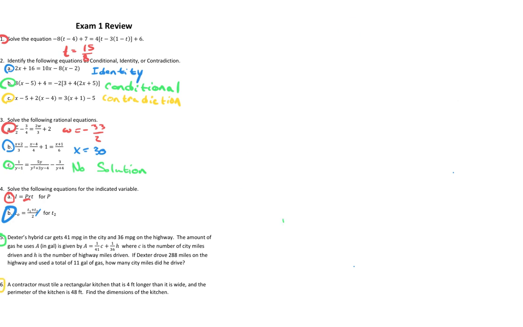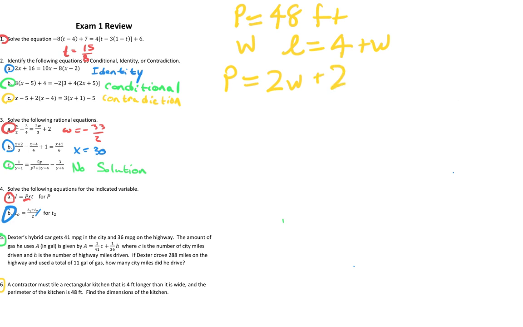Okay, so looking at number 6 here, a contractor must tile a rectangular kitchen that is 4 foot longer than it is wide, and the perimeter of the kitchen is 48 feet. So, perimeter is equal to 48 feet. We have our width, and we know that our length is equal to 4 plus our width. It's 4 foot longer, not 4 times longer. So, perimeter is equal to 2W plus 2L. We know that L is equal to 4 plus W.